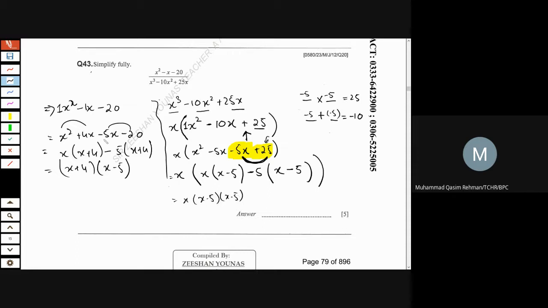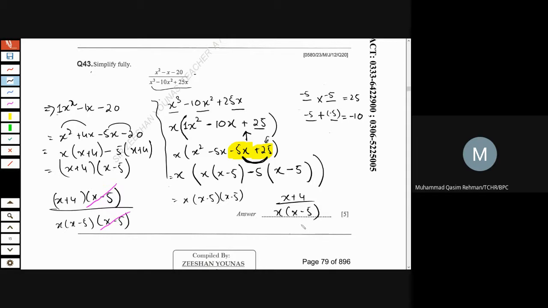Okay, now you can put these two in the numerator and the denominator. In the numerator, I will have x plus 4 into x minus 5, because x squared minus x minus 20 can be factorized as this. And in the denominator, I have x into x minus 5 into x minus 5. Now we can cancel the factor x minus 5. I am left with x plus 4 over x into x minus 5.